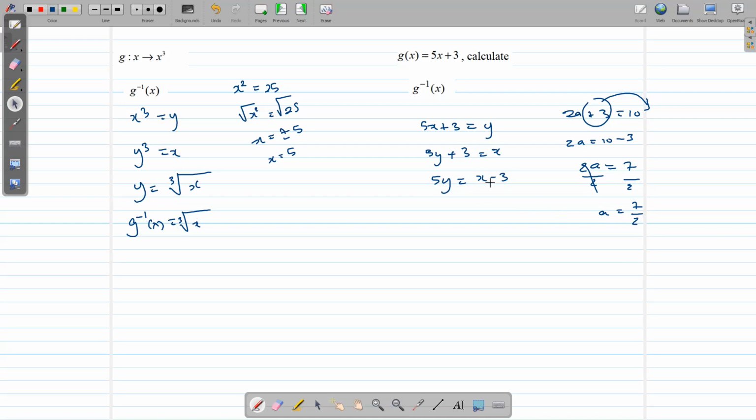Now, it's the same thing that we're going to do here. The first step is to say 5y is equal to x take away 3. We want to find our y, so we divide both sides by 5. So 5y over 5 is equal to x minus 3 over 5. And therefore, y is going to be equal to x minus 3 over 5. And this is our function g inverse of x.